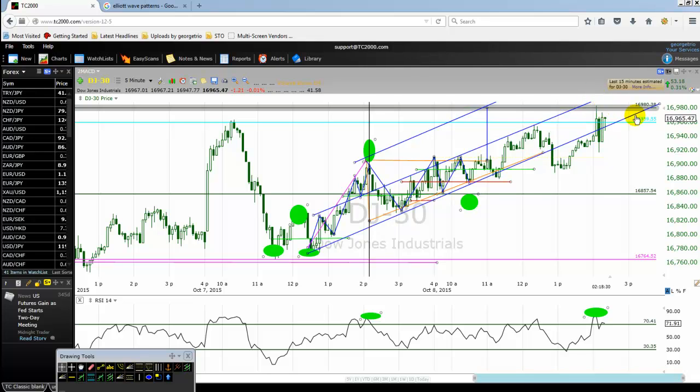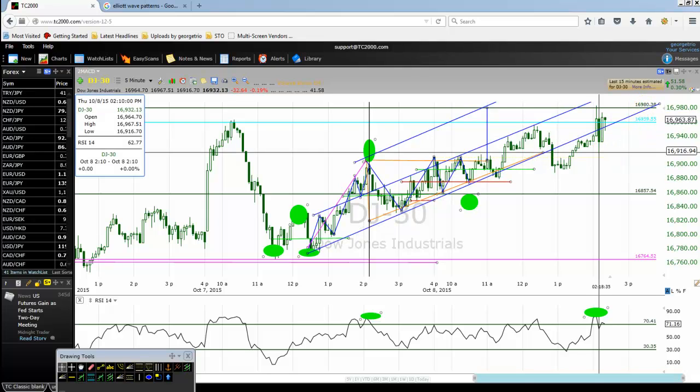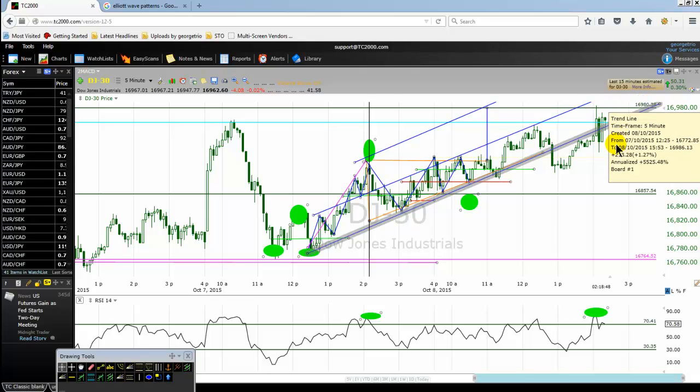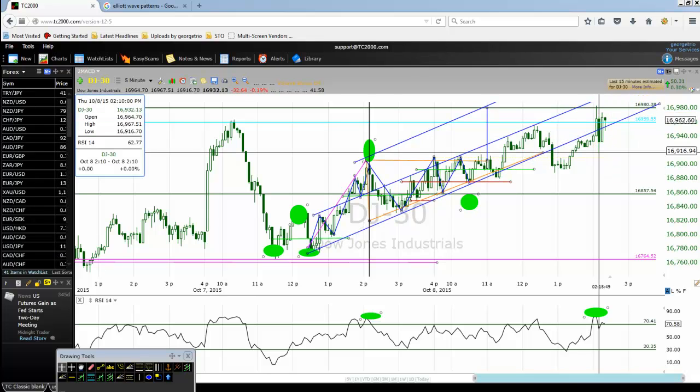You can see that from the level of 16980, it dropped down quickly to the level of 16916. That's a lot of pips, isn't it? All right? How many pips is that? 60 pips, very fast. So from the level of 16980, it dropped all the way to 16916. At least 60 pips, very fast.